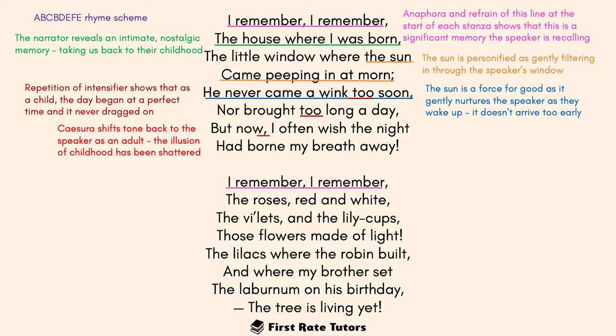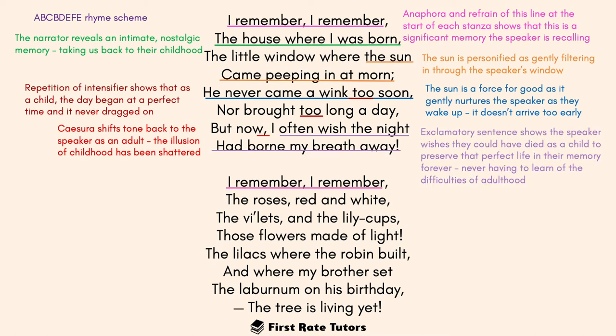And then the speaker states, but now, and the caesura here after the word now shifts the tone back to the speaker as an adult. So the illusion of childhood has been shattered and now everything just seems to drag on. Life is no longer perfect as it was as a child. Then the speaker states, I often wish the night had borne my breath away. So this exclamatory sentence shows the speaker wishes they could have died as a child to preserve this perfect life in the memory forever, never having to learn about the difficulties of adulthood.